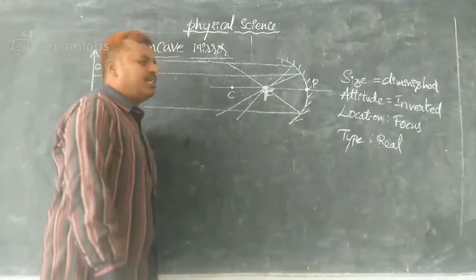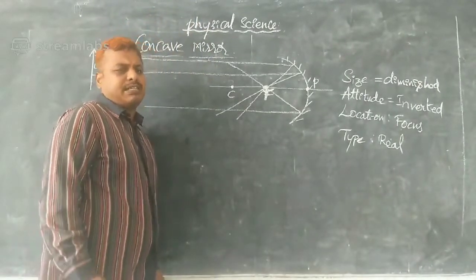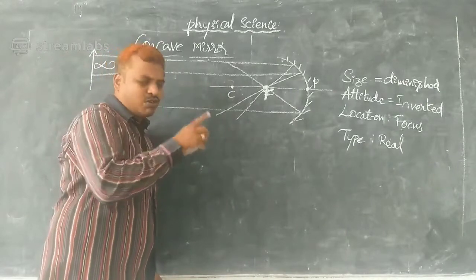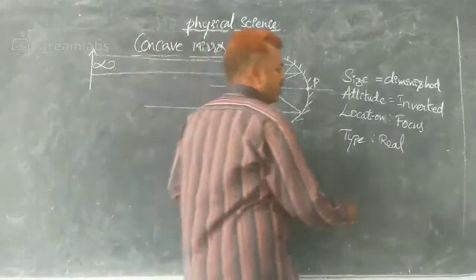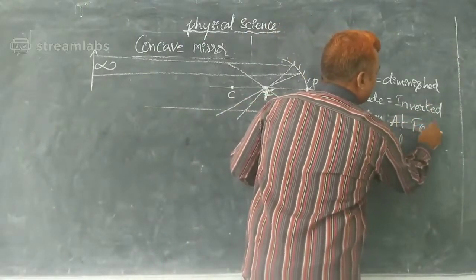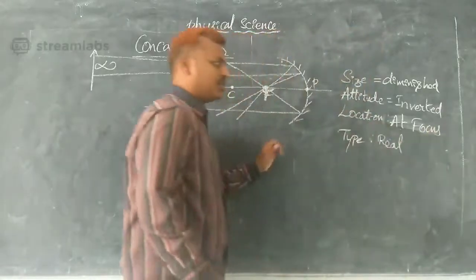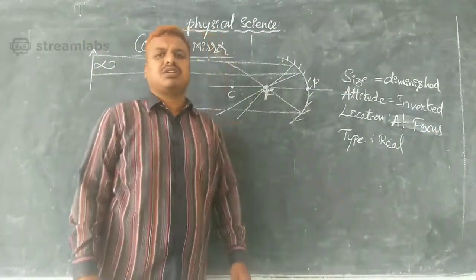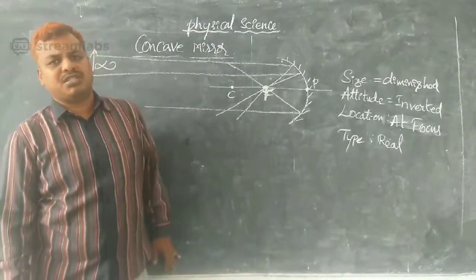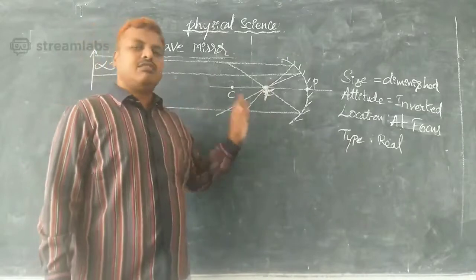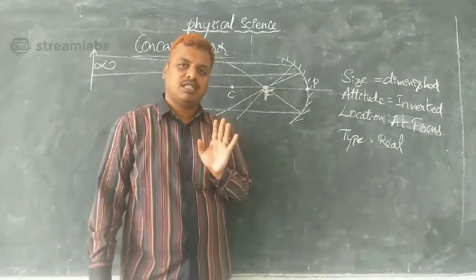Right? So this image is a real image. The location of the image is at focus. You can write exactly at focus if you want to. So the attitude of the image is inverted. And the image and object both are in front of the mirror only. Okay?